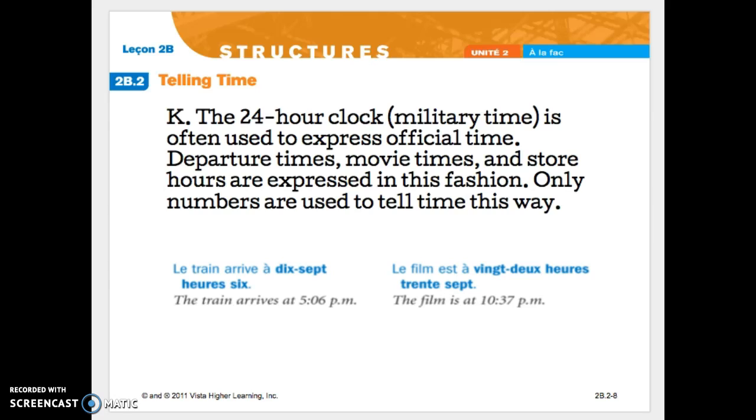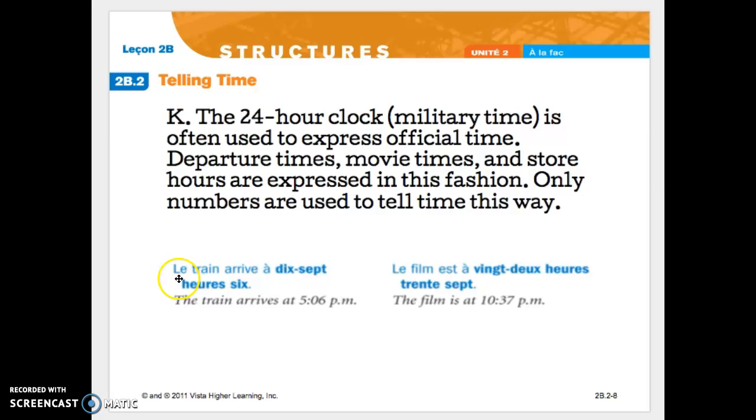The military time, 24-hour clock, you hear it called different things. It's often used to express official time. Official time are things like departure times, movie times, store hours, train schedules, plane schedules, bus schedules, anything like that. It's all done in the 24-hour clock in Europe in general.